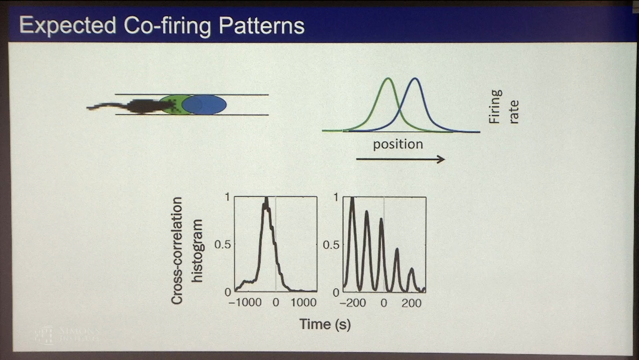And so this is a real cross-correlation, green, blue, green, blue, green, blue. And this is the manifestation on a pairwise level of that broader sequential decoding from David's figures. OK, so this is what we expect to see.